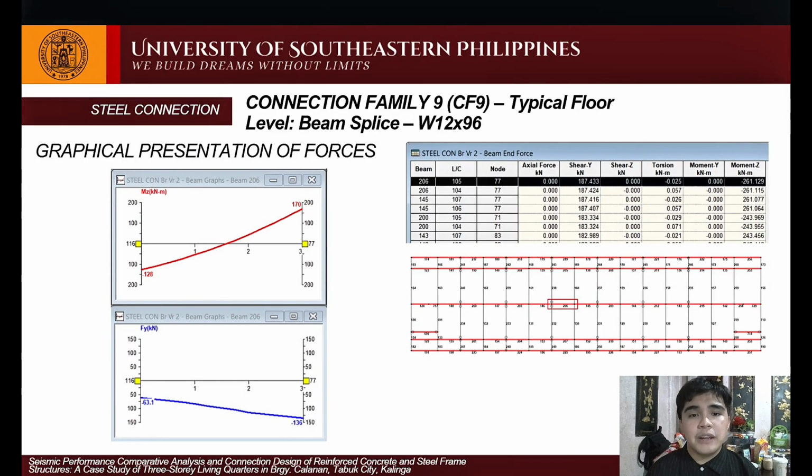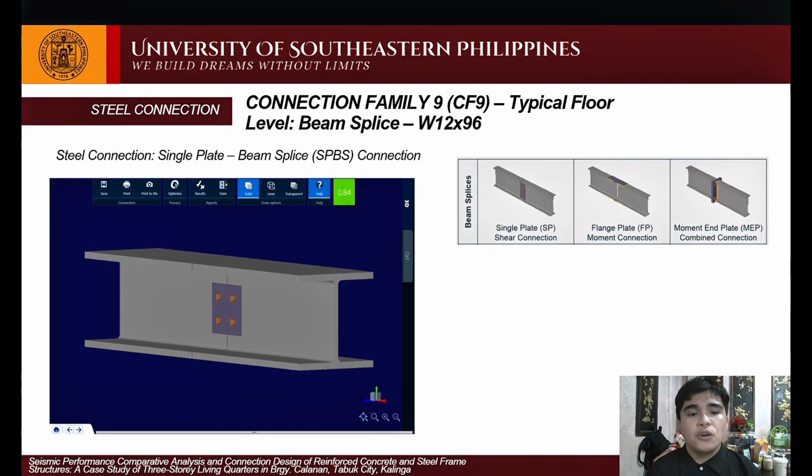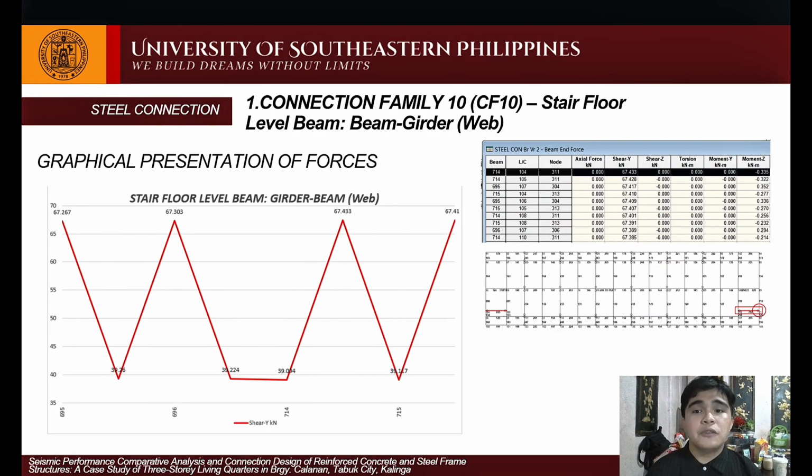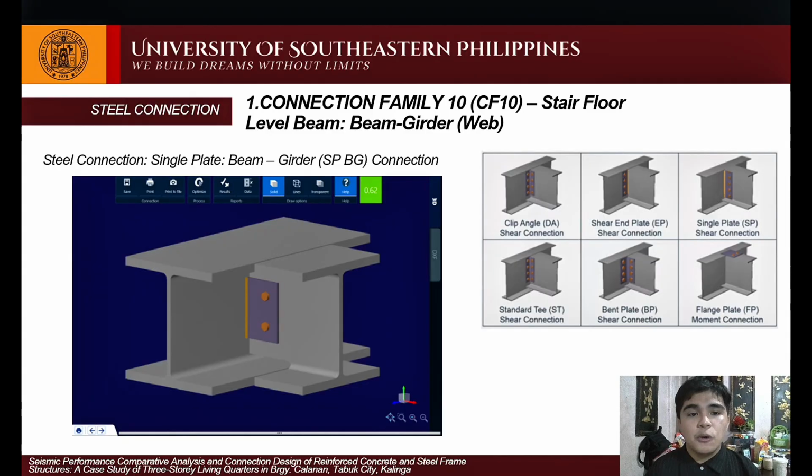We have here connection family number 9, which is the beam splice of the commonly used steel, W12 x 96. And since the higher moment is located at the midspan, the splice would be located at the midspan. We have here the governing or representative beam with the single plate beam splice, SPBS, connection with a utilization ratio of 0.84. Connection family number 10 is for the stair floor level beam girder with the location of the governing beam and the graph. We have here the single plate beam girder, SPBG, connection with a utilization ratio of 0.62.